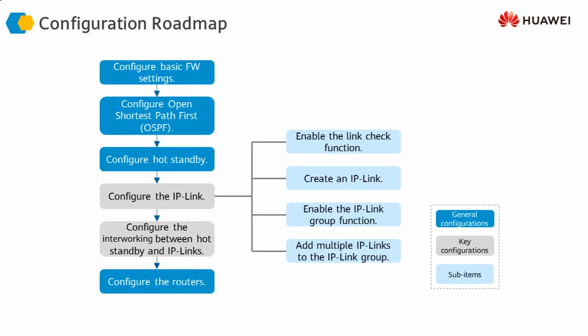If we look at the configuration steps, these are the basic steps that we need to follow. We need to configure the basic firewall settings, we need to configure OSPF, and then we need to configure hot standby, or VRRP or HRP. We'll be talking about this in more detail later on in this module. And then for IP link configuration, we configure the IP link, and then we connect the IP link with the hot standby feature, which we just discussed. And these are the steps for configuring the IP link.